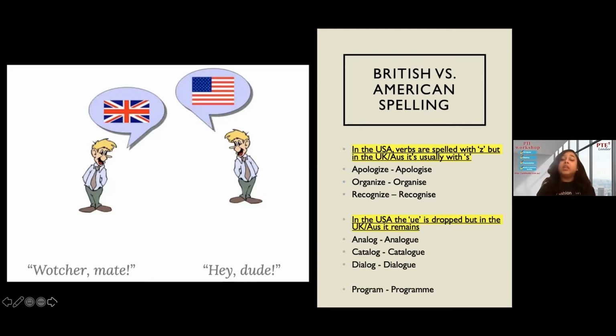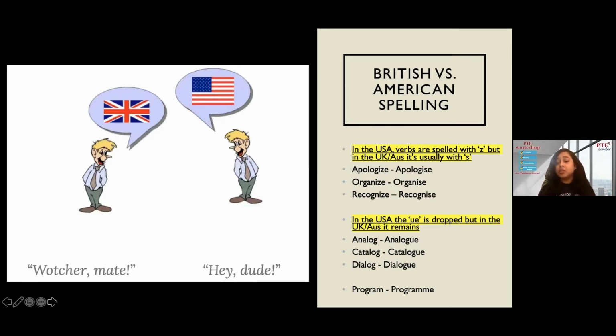The final rule is in America, we drop UE in the word, but in Australia or in the United Kingdom, we include UE in the word. For example, analog, A-N-A-L-O-G. Without UE, that's American. But if we write A-N-A-L-O-G-U-E, that's British or Australian. In the same way, catalog, dialogue.